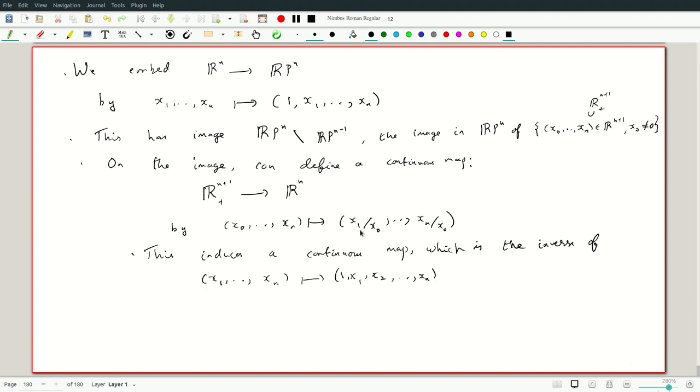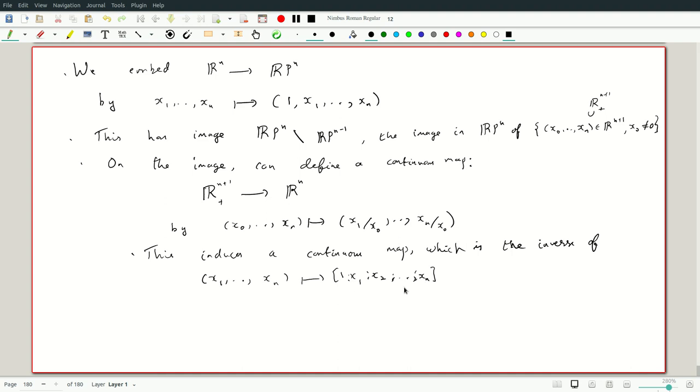But conversely, if I look at x1 by x0, ..., xn by x0, and then include, I would get (1, x1 by x0, and so on, xn by x0), but that is equivalent to (x0, x1, ..., xn). Okay, so this is equivalent, which is the inverse of this map, not as a map to R^n, but as a map to RPn. So I should have written this a little bit better. It's important in this case, instead of saying images, to remember that we are looking at the equivalence classes.